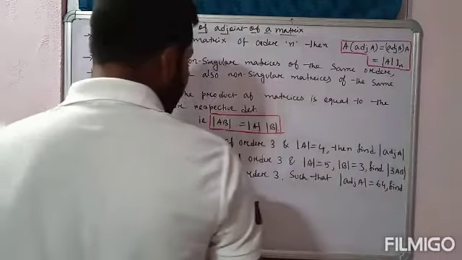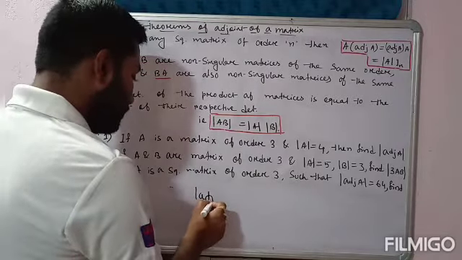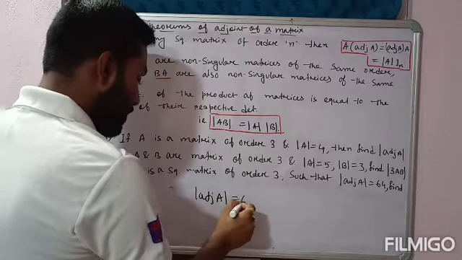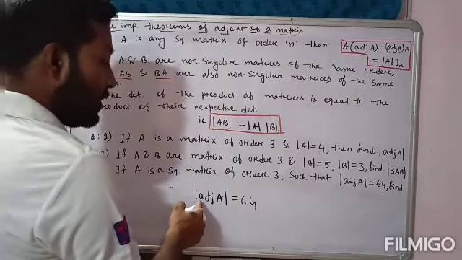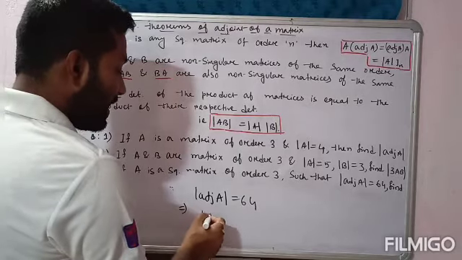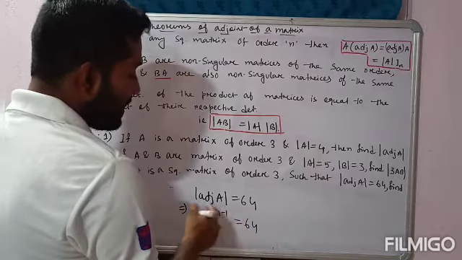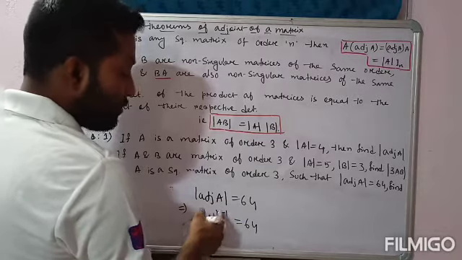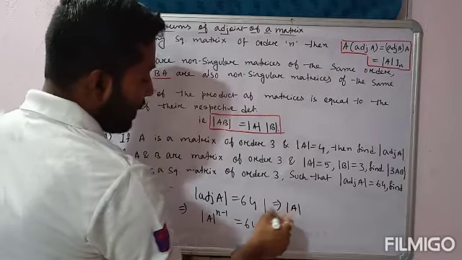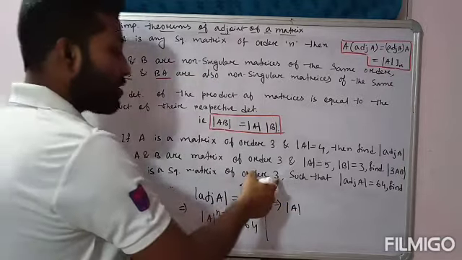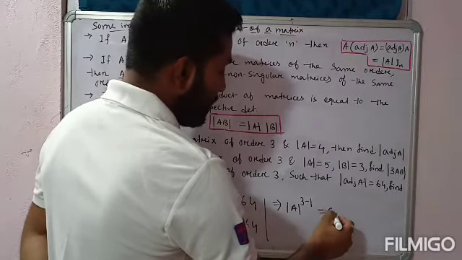So if A is a square matrix of order 3 such that determinant of adjoint of A is equal to 64, then find the value of determinant A. Okay, since we know that determinant of adjoint A is equal to determinant of A to the power n minus 1, so replace determinant of adjoint A by determinant A to the power n minus 1, which is given in the question. It is a square matrix of order 3, which means here n is equal to 3. So 3 minus 1, this is equal to 64.